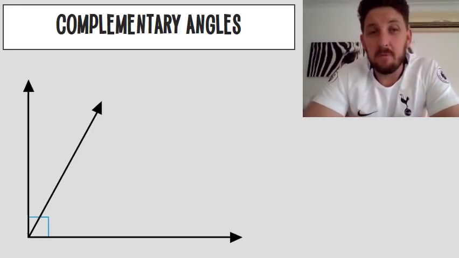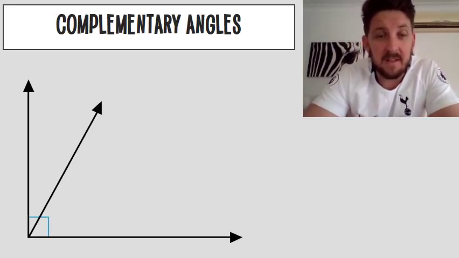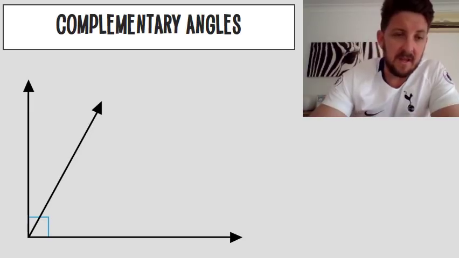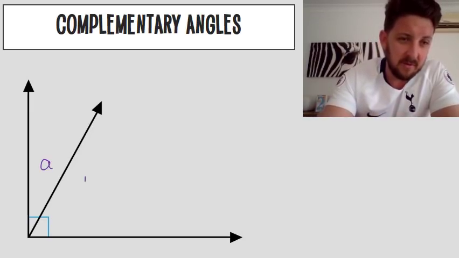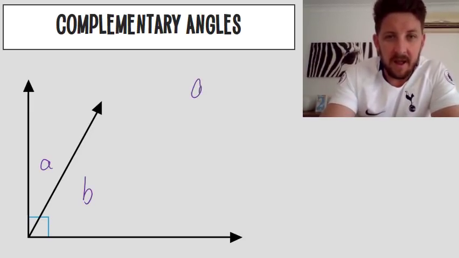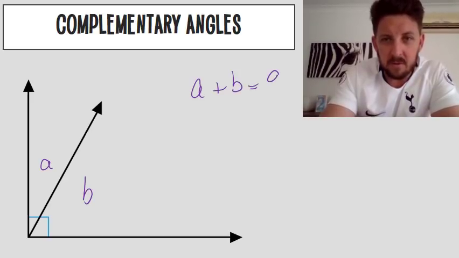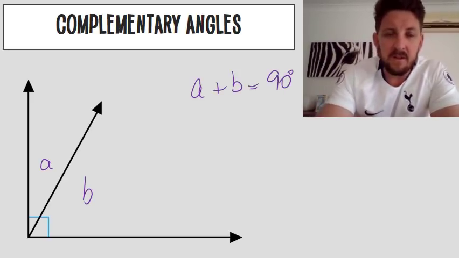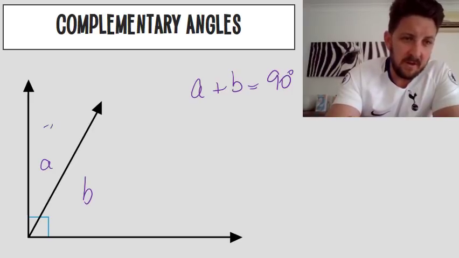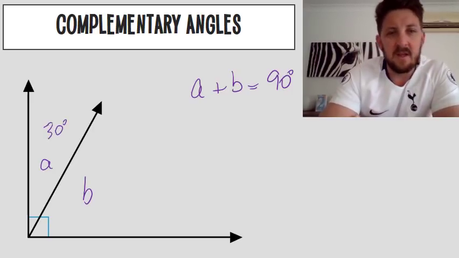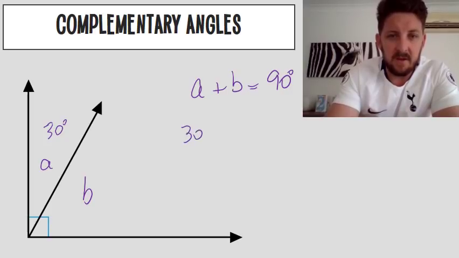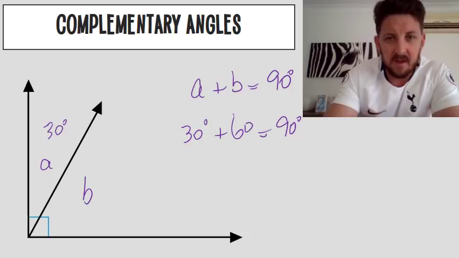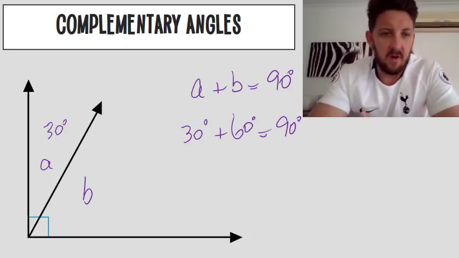The second one we're going to look at is what's called complementary angles. Now you can see here that a complementary angle is actually a 90-degree angle. So it's angles that make up 90 degrees. So in this one here, you can say, let's say that we call this A and we call this B angle. We would know that A plus B is equal to 90 degrees. So for an example, once again, if we knew that this angle here was 30 degrees, then we would know that 30 degrees plus something equals 90 degrees. And I know that 60 degrees makes 90.